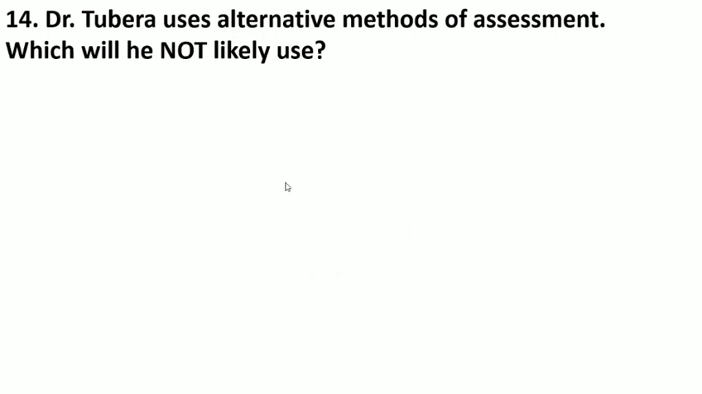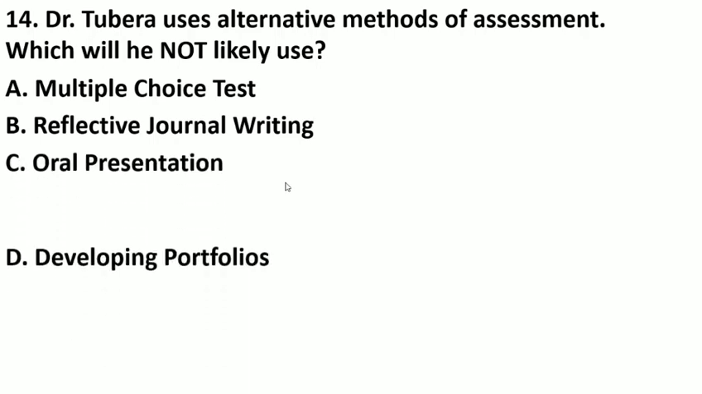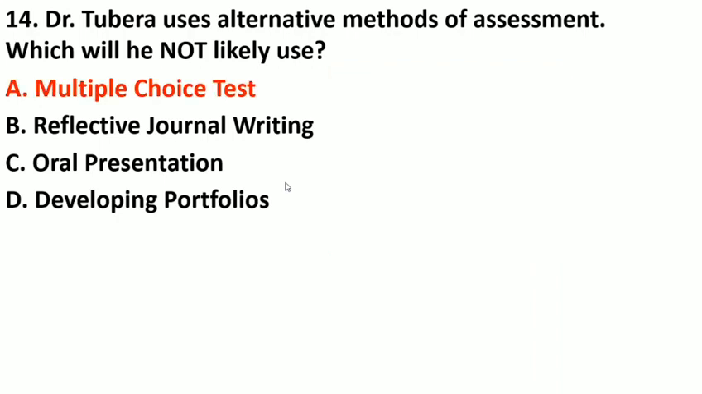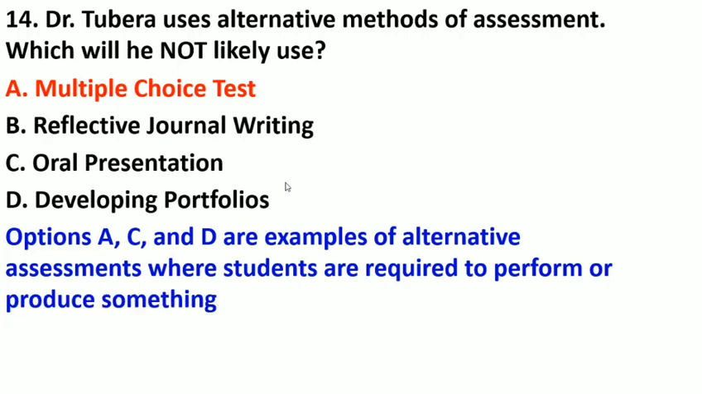Dr. Tubera uses alternative methods of assessment. Which will he not likely use? A. Multiple choice test. B. Reflective journal writing. C. Oral presentation. And D. Developing portfolios. The correct answer here is option A. Multiple choice test. Options B, C, and D are examples of alternative assessments where students are required to perform or produce something.